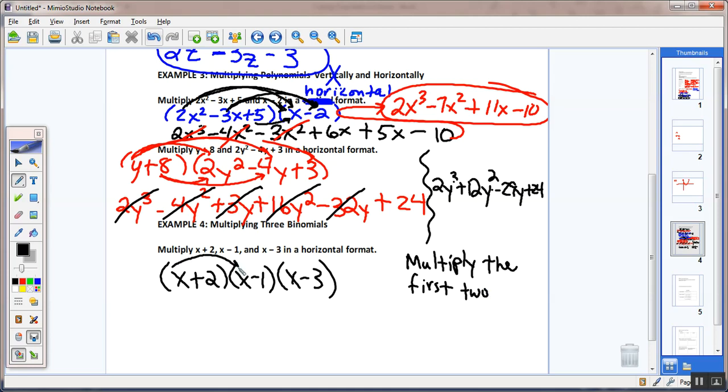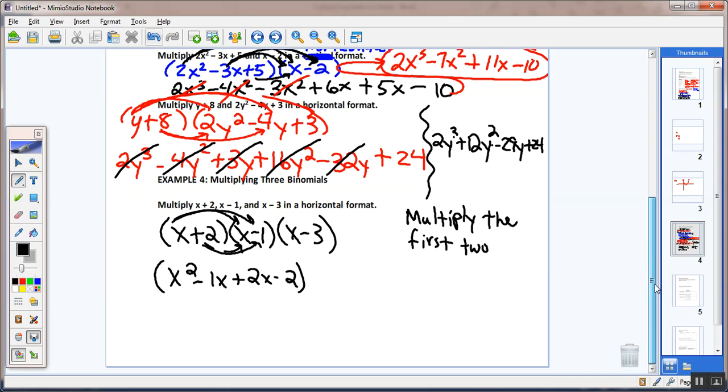What's x times x? X squared. What's x times negative 1? Negative 1x. Then I've got to take 2 times x, which is what? So plus 2x. You guys agree? And then what's the 2 times the negative 1? Okay, so how many have I multiplied together already, kids? 2 of them.